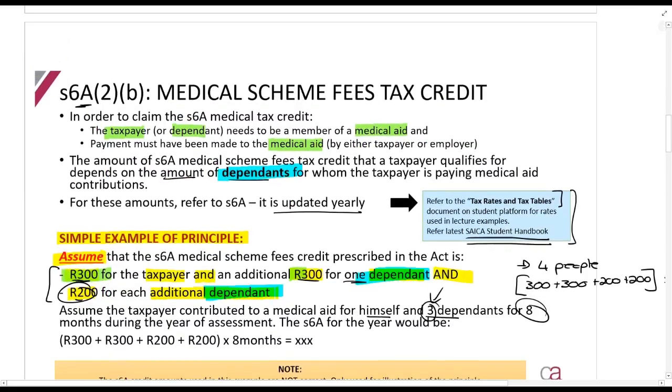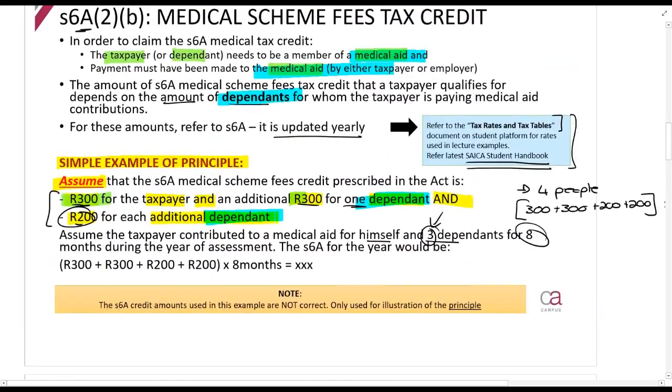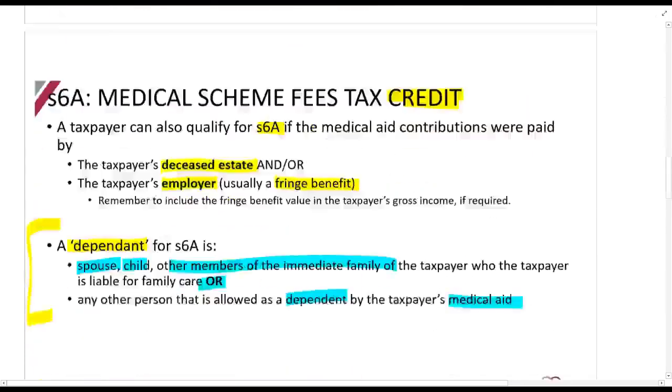So let's first talk about section 6A. Just the important point. Section 6A you get if you belong to a medical aid, or you or your dependents, and the medical aid was paid. So there must be a medical aid. If you don't belong to this medical aid, you don't get section 6A.